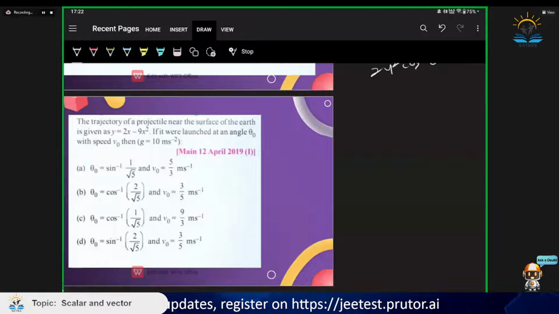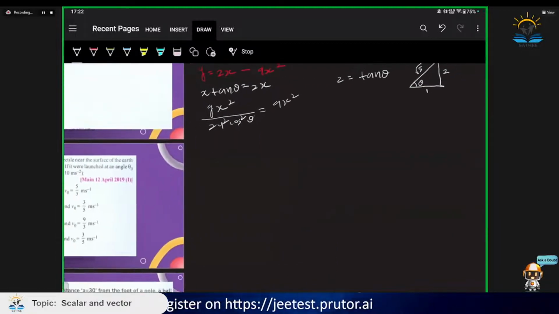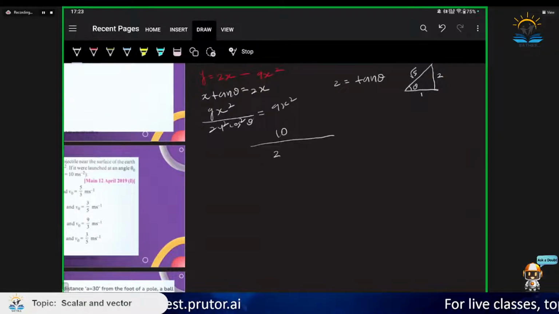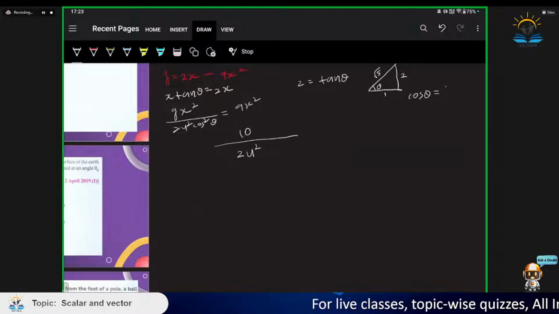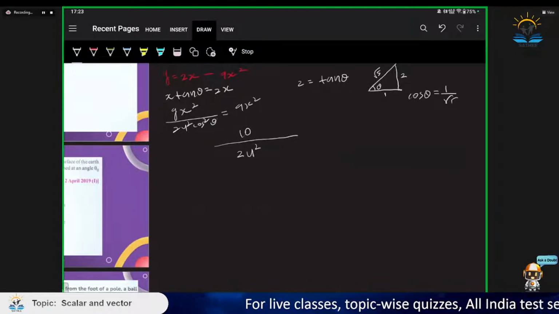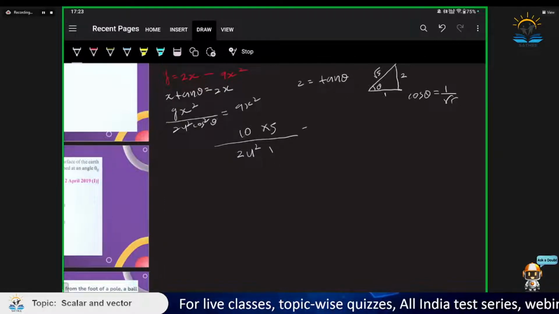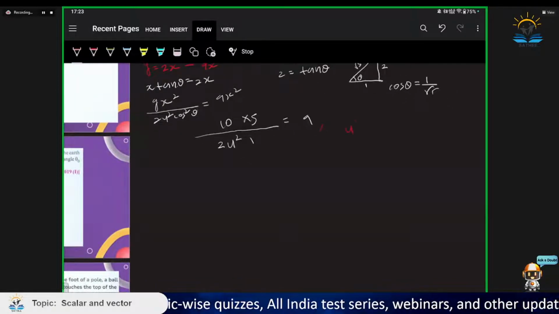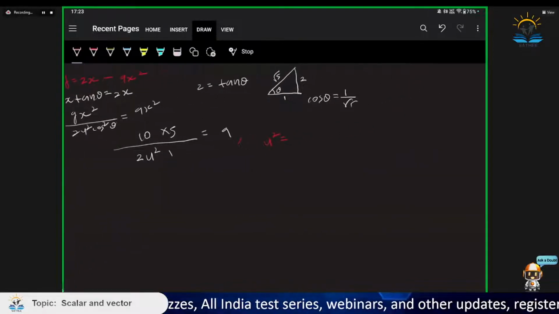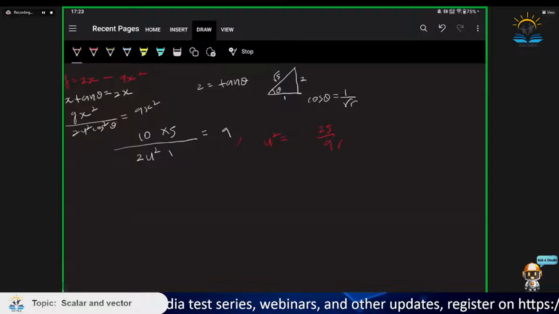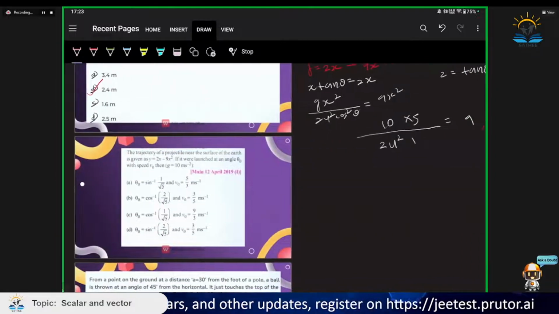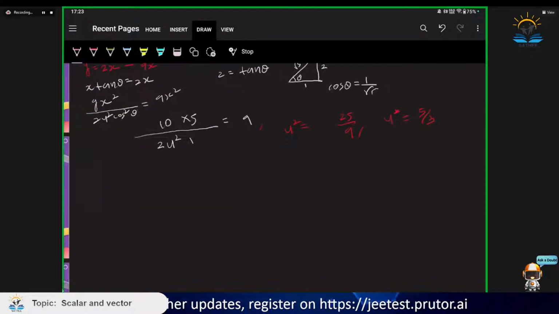So for that, we have to find u. To find u, you have to solve like this. G is 10, so 10 by 2 into u square, cos square theta. Here cos theta is 1 upon root 5, so cos square theta is 1 by 5. Comparing, it will be 9. So u square will be 25 divided by 9, or u will be 5 by 3. U will be 5 by 3, right?